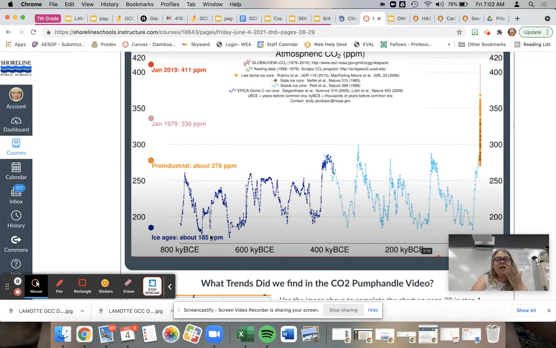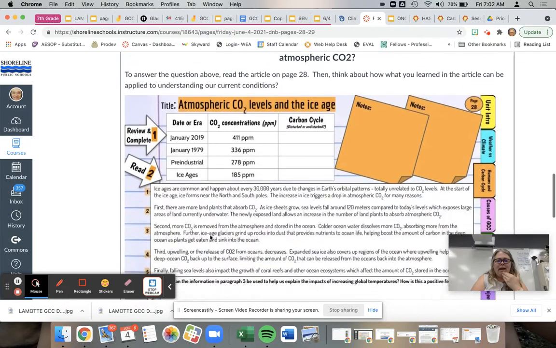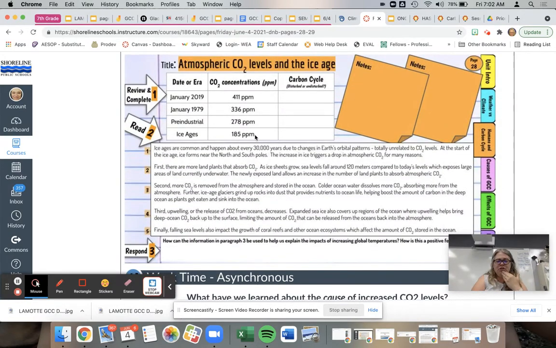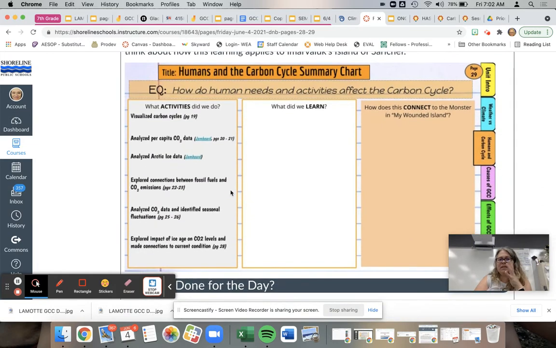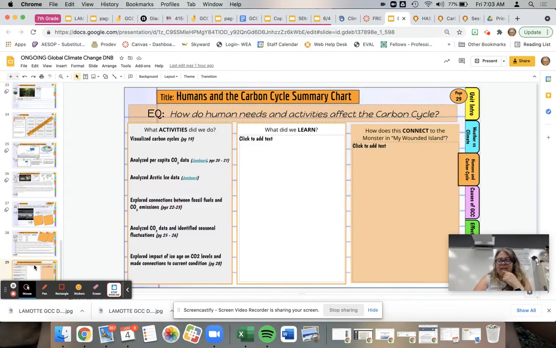And so based on that question, I did some research and I found out really interesting information that you read about here on this page, 28 today. And then I asked you to think about how what we learned in this paragraph right here can be used to understand what's happening as our temperatures rise. What's the correlation? What's the cause and effect or the positive feedback loop that's happening as a result of that? And that basically covers what we have learned in a nutshell.